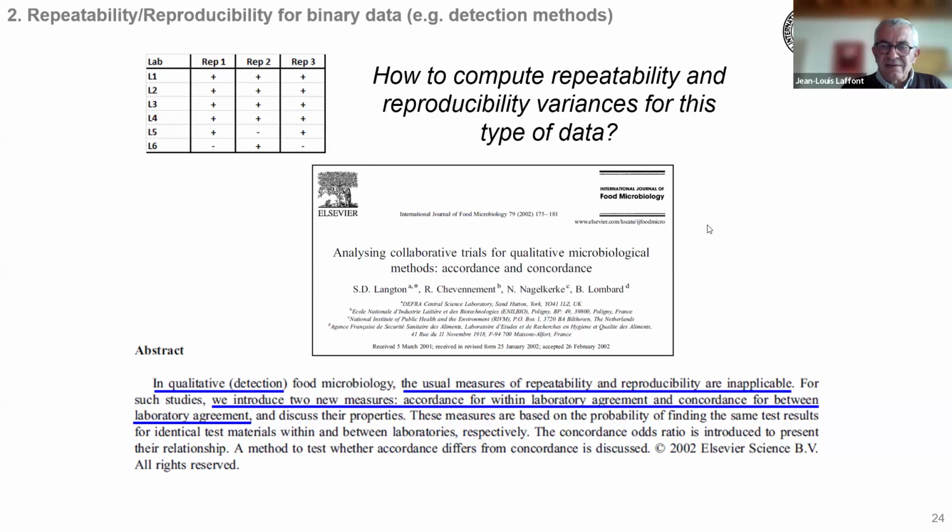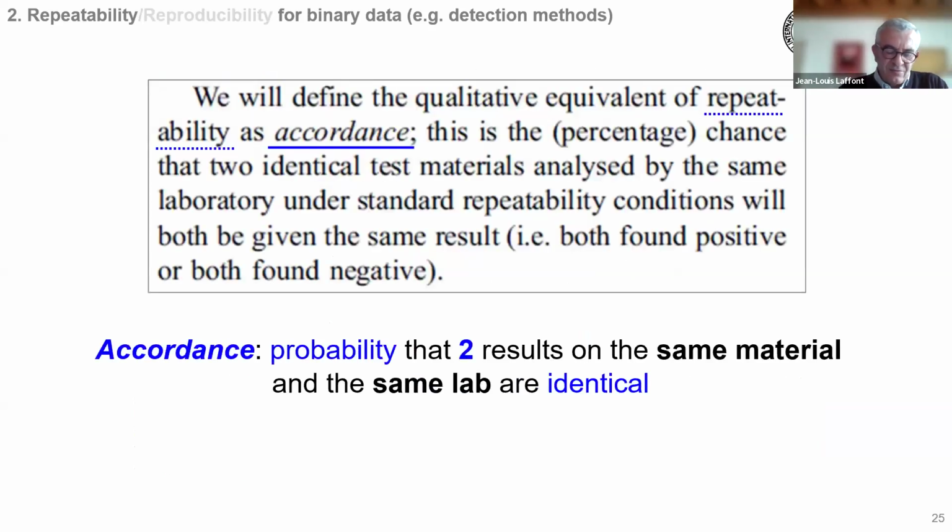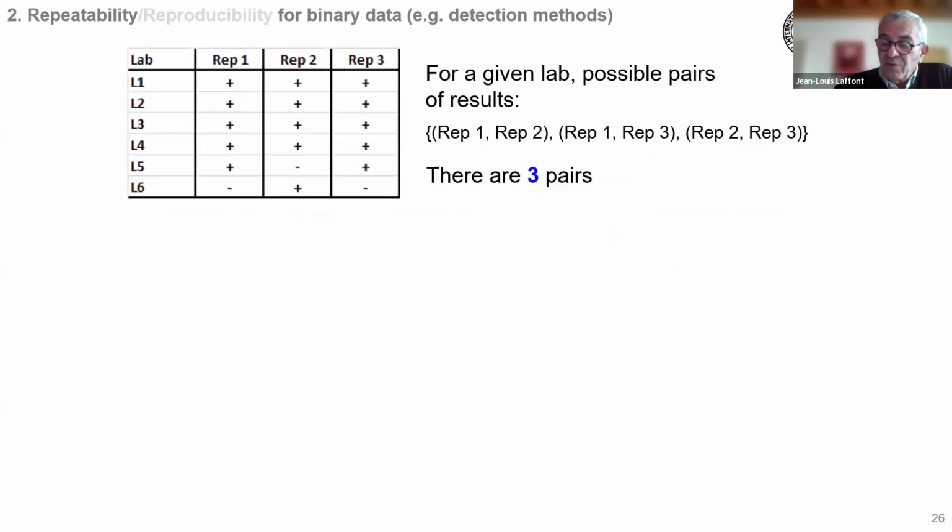Okay, so let's see in more detail what accordance and concordance are. Accordance is a probability, and more specifically, it's the probability that 2 results on the same material and the same lab are identical. So how do we compute it from this small data set? For a given lab, there are 3 possible pairs of results: Rep1-Rep2, Rep1-Rep3, Rep2-Rep3. So there are 3 pairs.